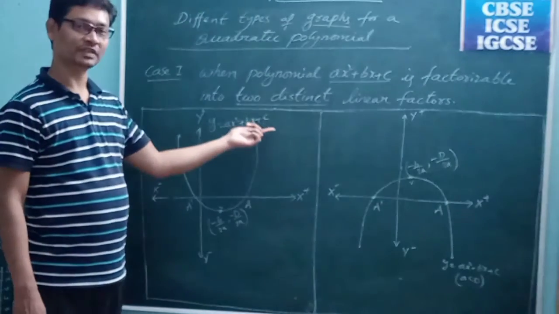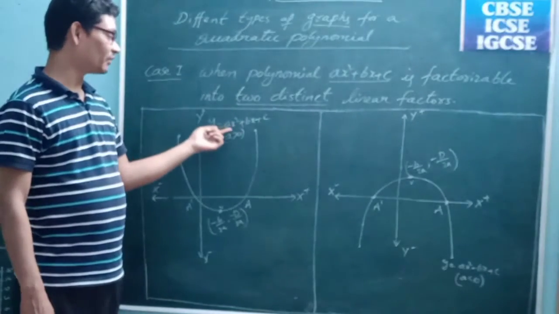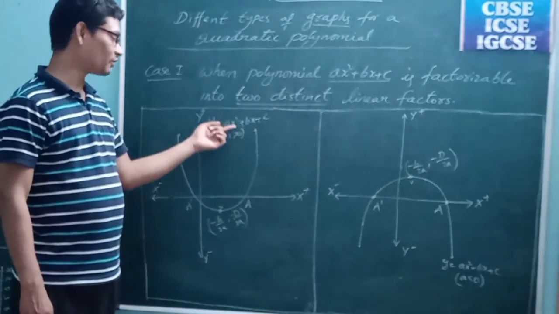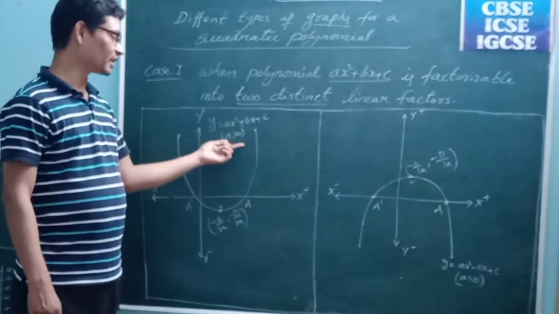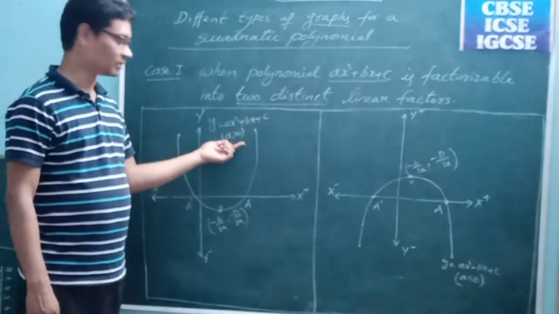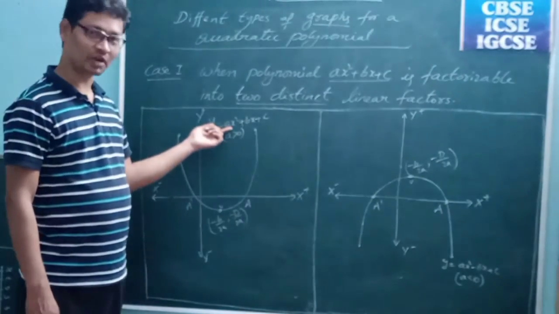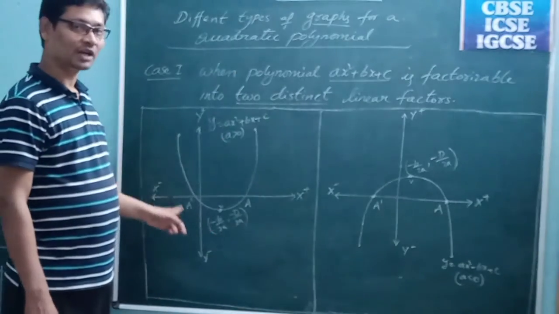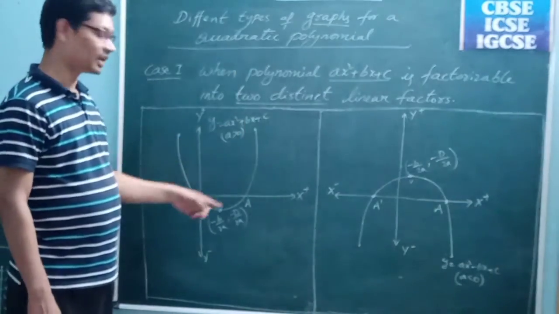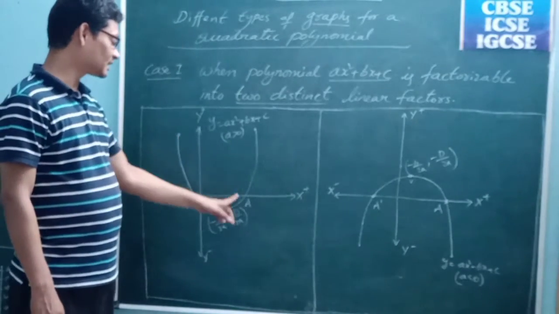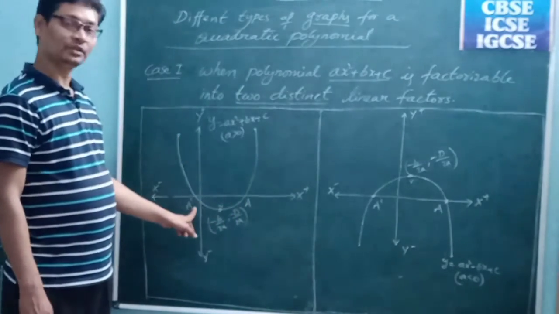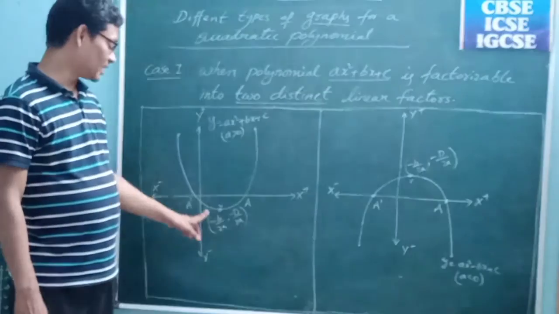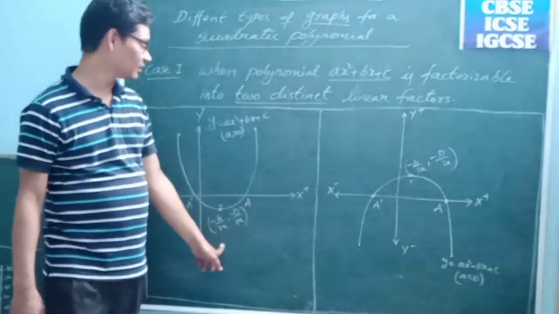Here in the quadratic polynomial ax square plus bx plus c, if the coefficient of x square, a, is greater than 0, that is positive, you may get a parabola of the quadratic polynomial in this way, and it cuts the x-axis at 2 points, that is at a and a dash. Its vertex we can find using the formula.